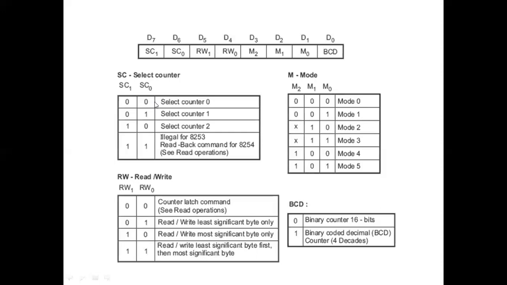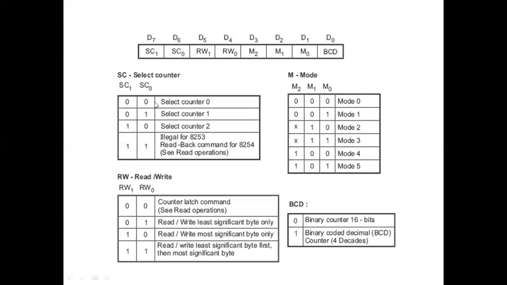Next is the BCD bit. When it is 0, it means a binary counter, 16 bits. When it is 1, it is a binary coded decimal counter. That means when it is high, the binary coded decimal counter is used.